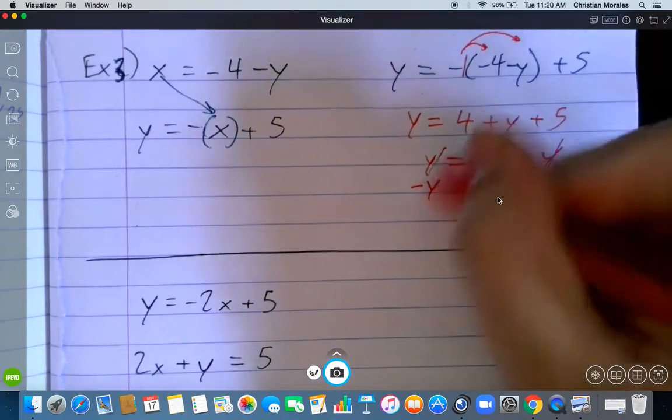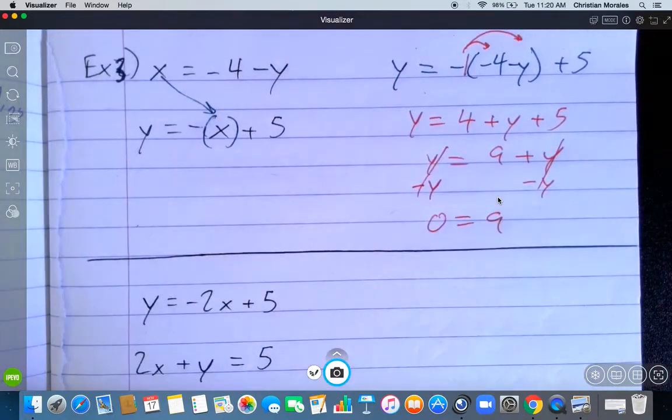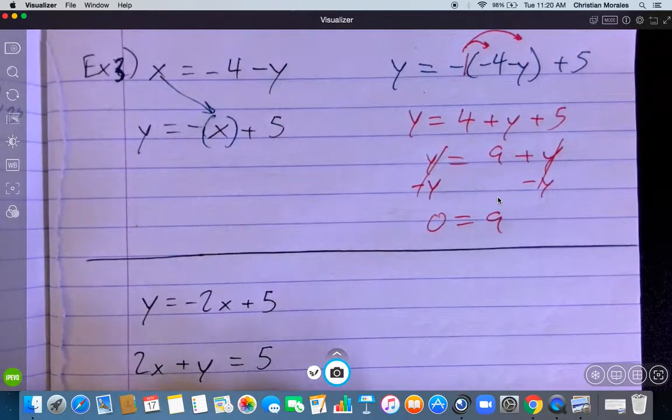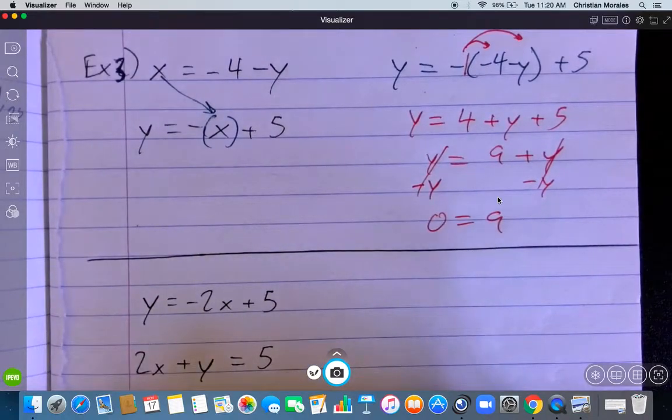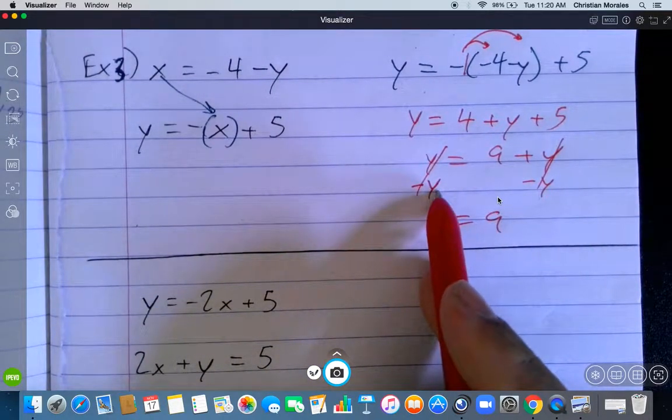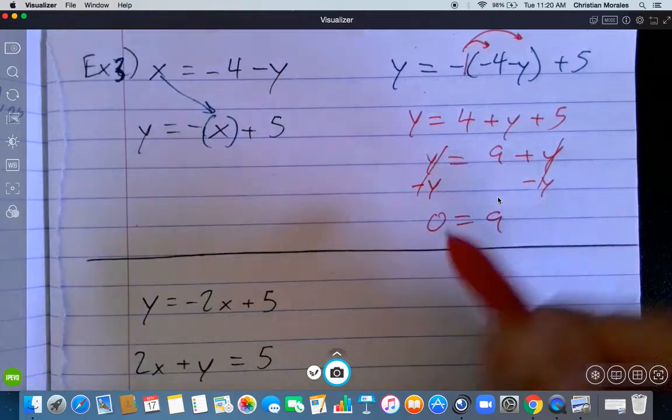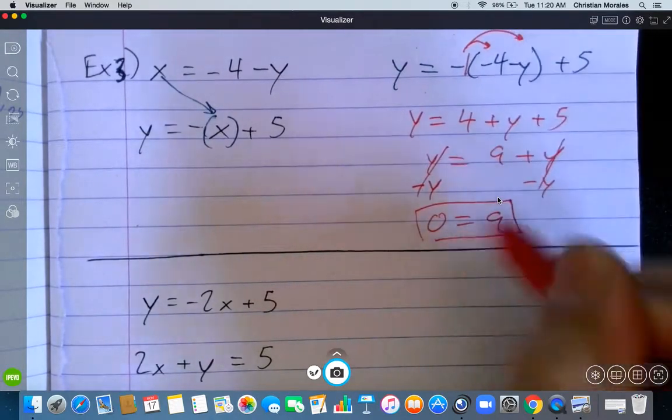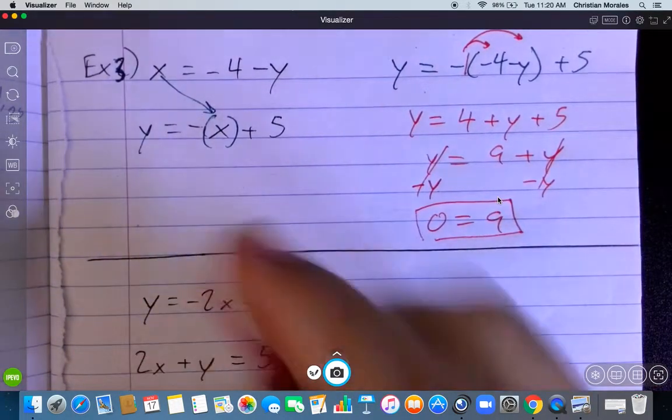And they both cancel out. What just happened? I have no answer for y. If y just canceled out, there's no answer for y. So what does this mean? Ladies and gentlemen, this means you have a no solution.